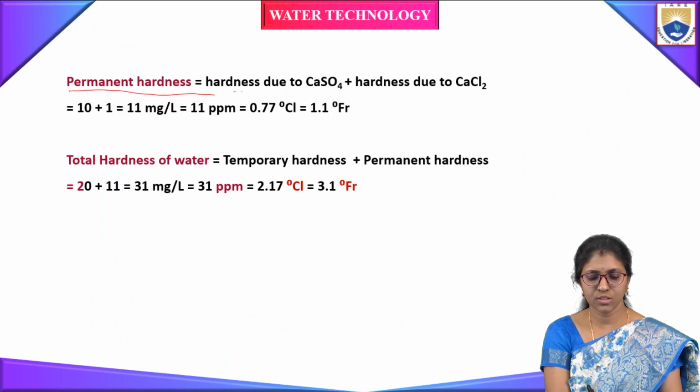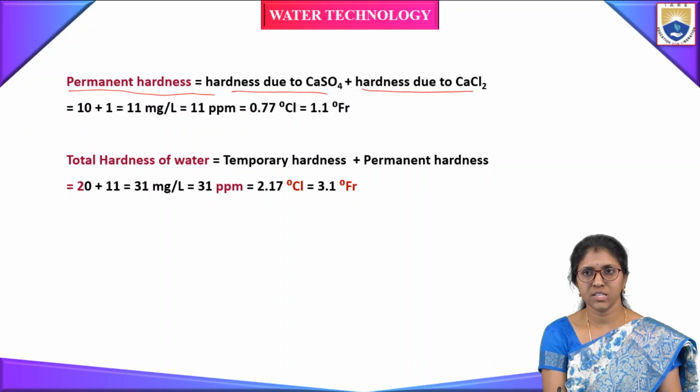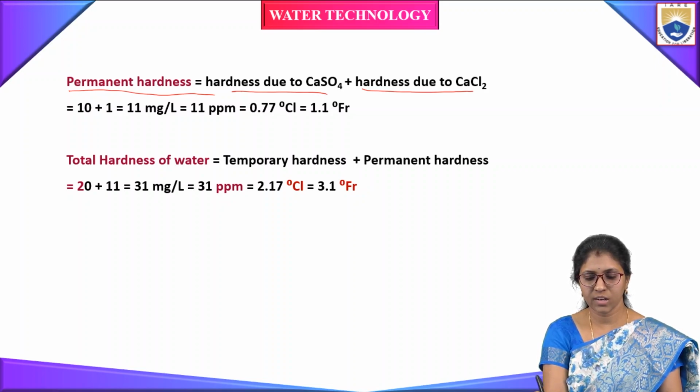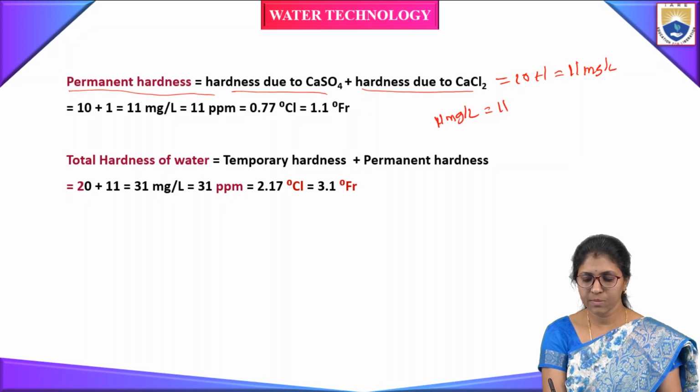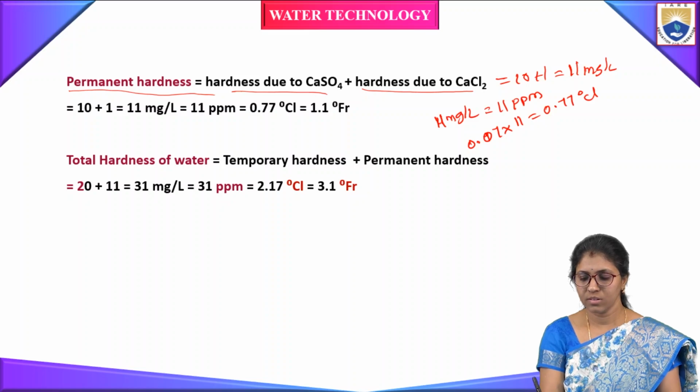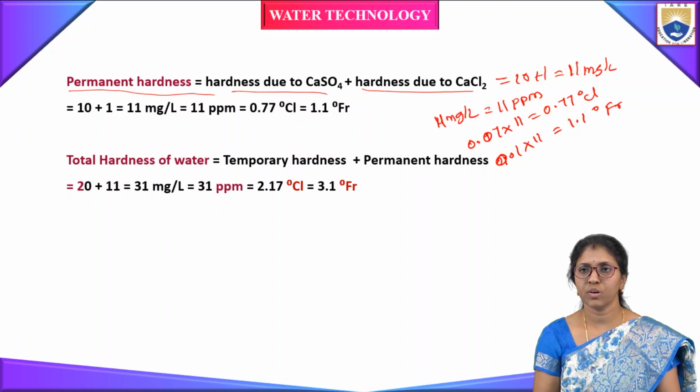Permanent hardness is due to calcium chloride and calcium sulfate. The hardness due to calcium chloride is 10 and due to calcium sulfate is 1, so the permanent hardness is 11 mg per liter, which equals 11 ppm. For conversion into degree Clark, 0.07 into 11, we will get 0.77 degree Clark. For degree French, we multiply 0.1 into 11, so we will get 1.1 degree French.